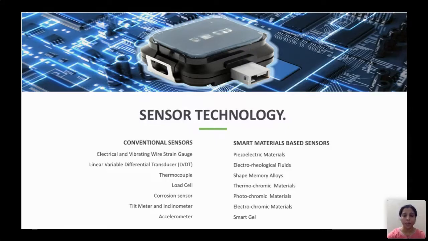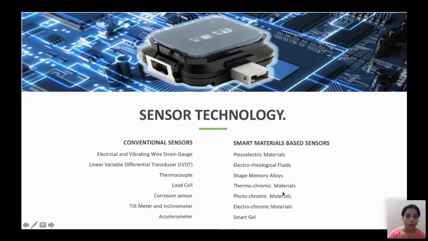But let me tell you one thing, that none of the sensors measure the structural parameters directly. However, they measure some electrical quantities. For example, most of them measure voltage. That voltage is actually calibrated to give you the structural parameters in terms of strain, deflection, temperature, corrosion, and so on. So the most important thing here is the calibration constant.